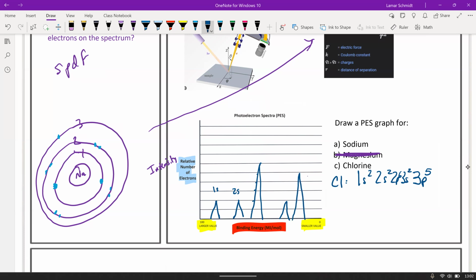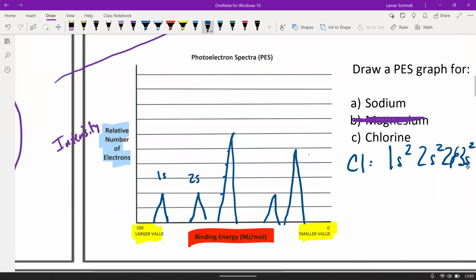Boom. One less than the 6. Do you see that? All right, so maybe you don't see it. Maybe that helps out. So this is 2p, 3s, 3p, right? Can we tell the relative number of electrons? That's what they're going to ask you on your test.